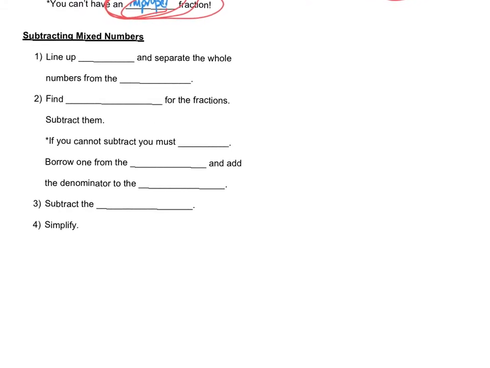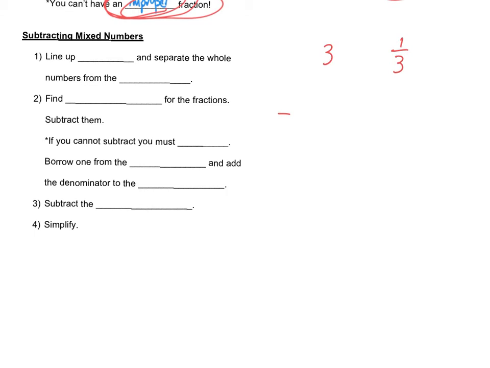All right, let's go to subtraction now. Subtraction is a little bit more difficult. Let me give you a problem first. Let's do 3 1/3 minus 1 5/8. Again, we're going to line them up vertically and separate the whole number from the fraction, just like we did above. We're going to find the common denominator and the equivalent fractions for the fractions. So 1/3 and 5/8.